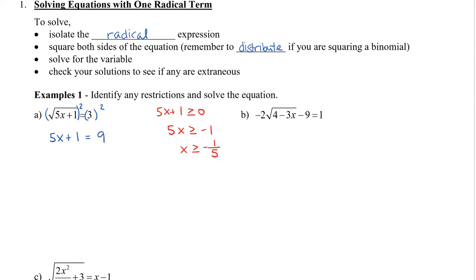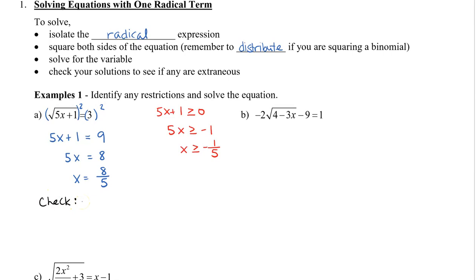So now I have something that's quite easy to solve. I know how to do this. Subtract 1 from both sides. I get 5x equals 8, and then divide both sides by 5, I get x equals 8/5. So now I'm going to check.